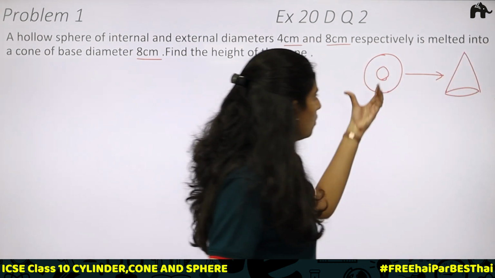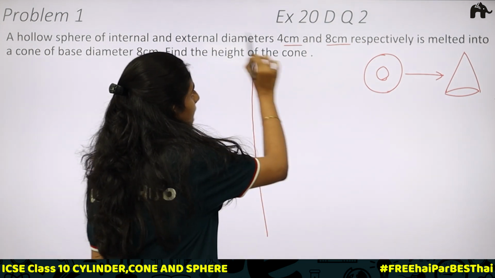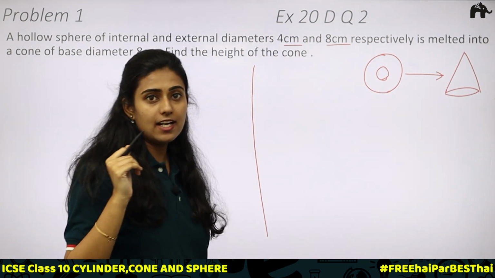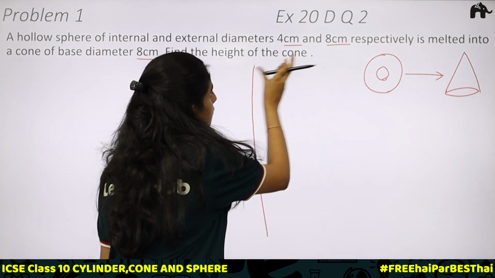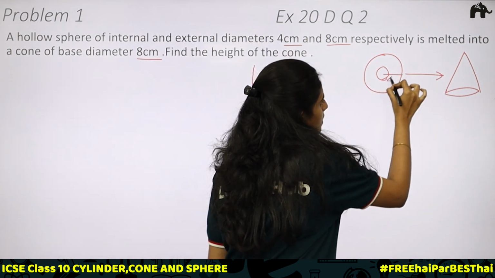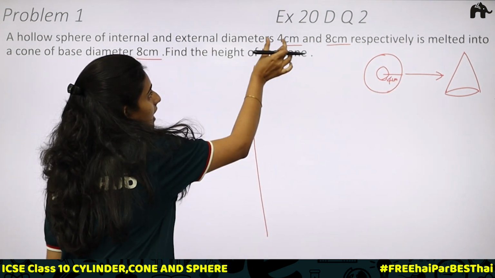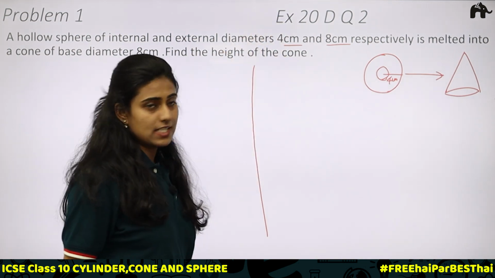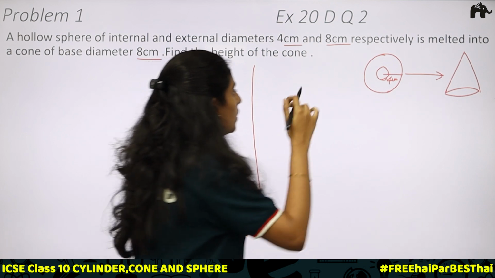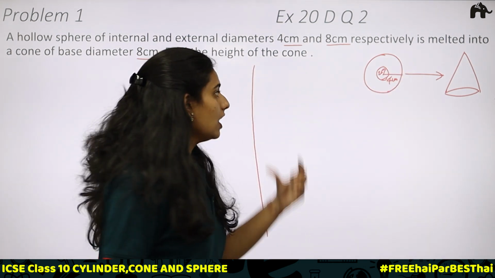For the hollow sphere, the external and internal diameters are given. External diameter is 8 cm. If external diameter is 8 cm, what is the external radius? External radius will be half of 8 cm, which is 4 cm. What about the internal radius? Here the internal diameter is 4 cm. Therefore, internal radius will be half of 4 cm, which is 2 cm.